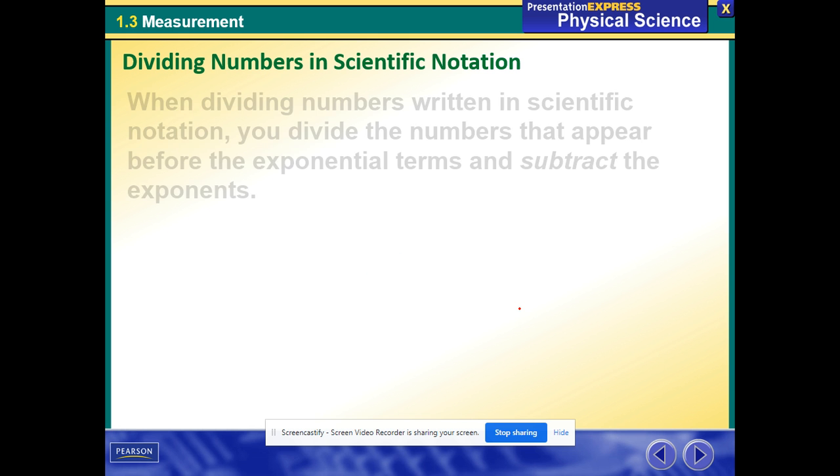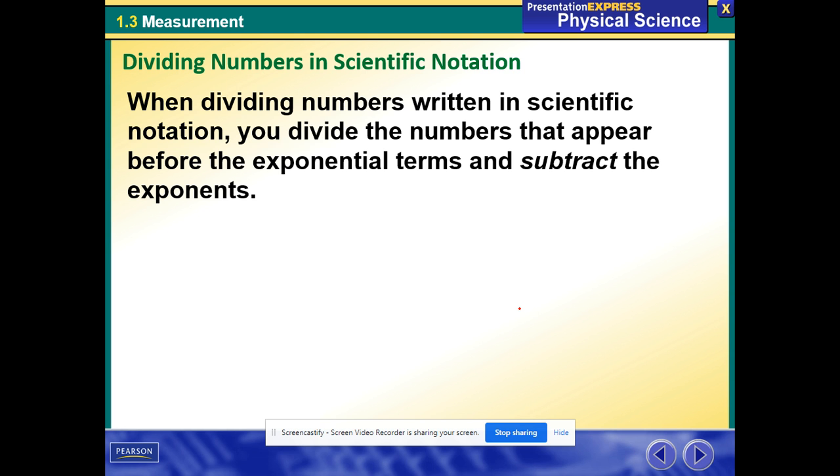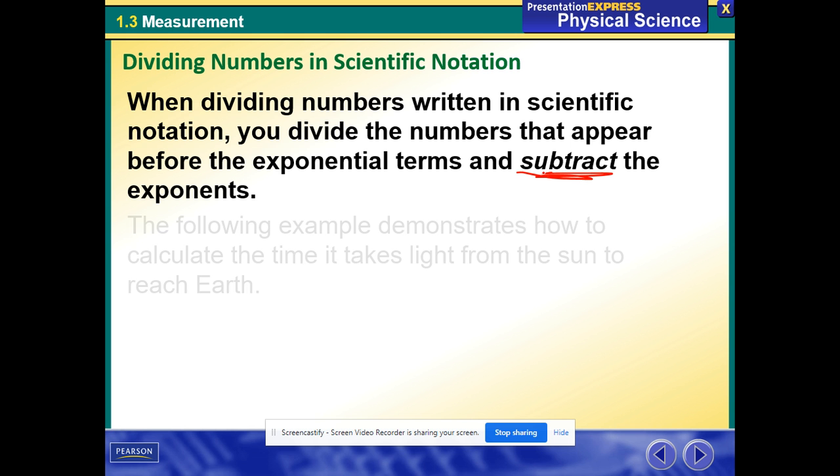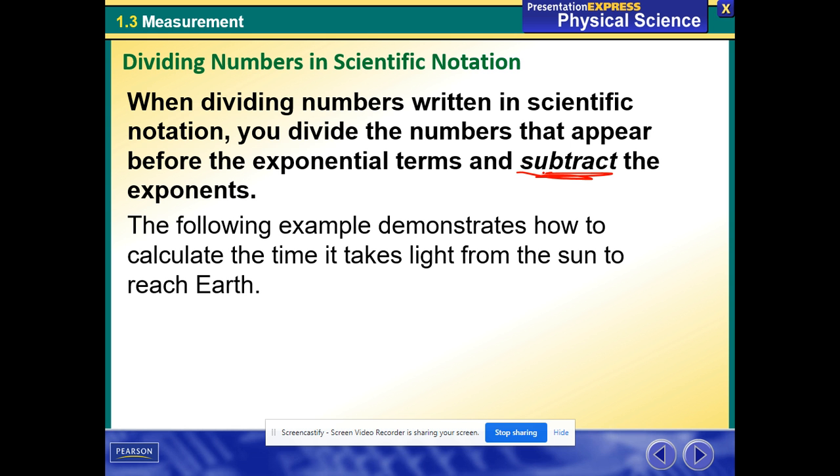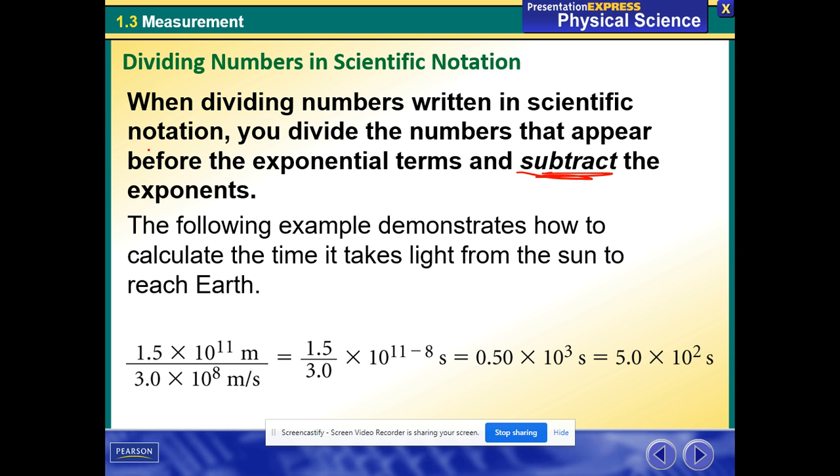Dividing numbers is just slightly different. You're going to divide the numbers in front, but you're going to subtract the exponents. So here, the following example demonstrates how to calculate the time it takes for light from the sun to reach Earth. Here are the two numbers that we're dividing.